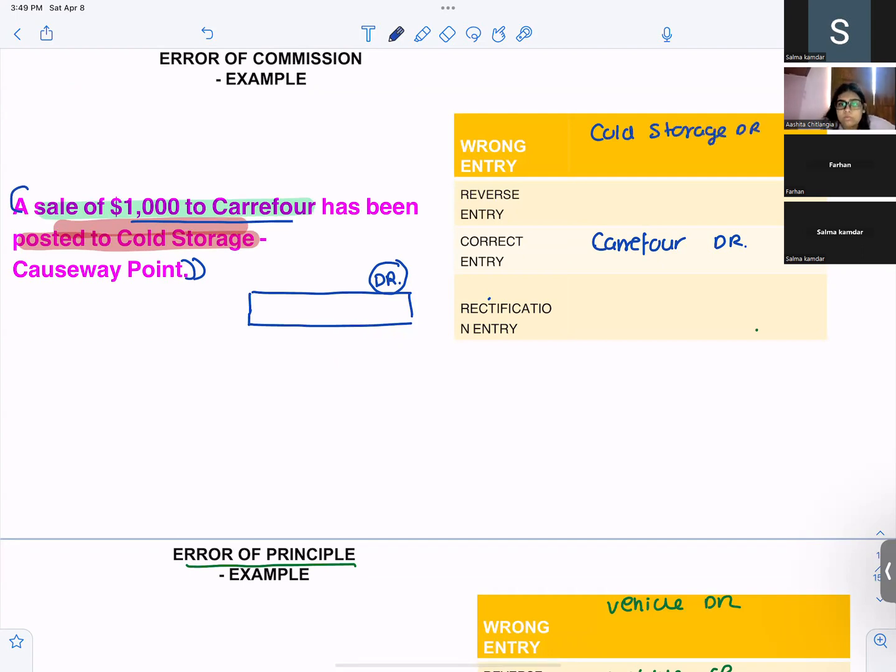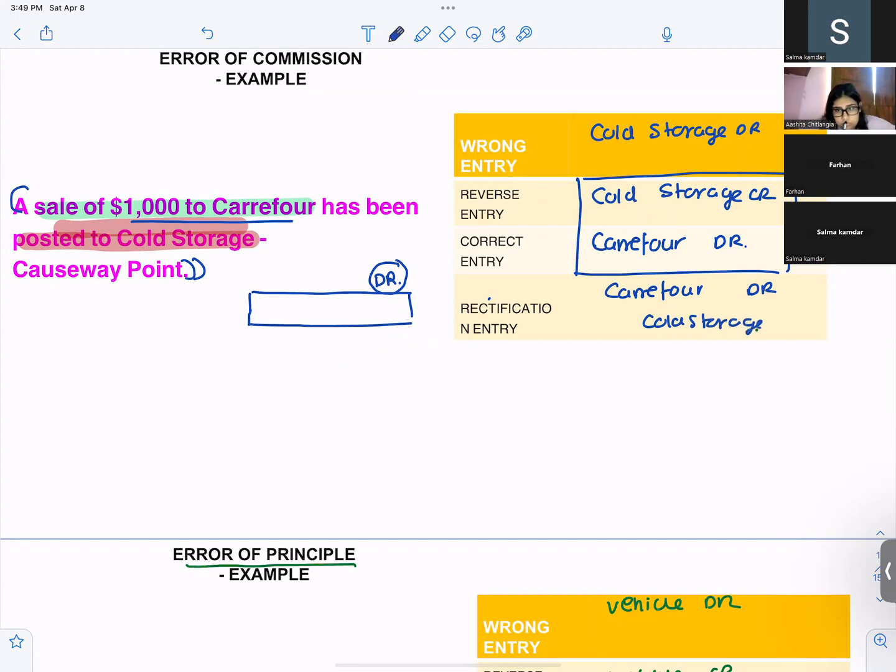Now can I reverse the wrong? Yeah, cold storage credit. It will be cold storage credit. The rectification entry will be a sum of both of this. Okay, so Carrefour debit, cold storage credit. So it will be Carrefour debit, cold storage credit. I need to see you doing it. Okay.